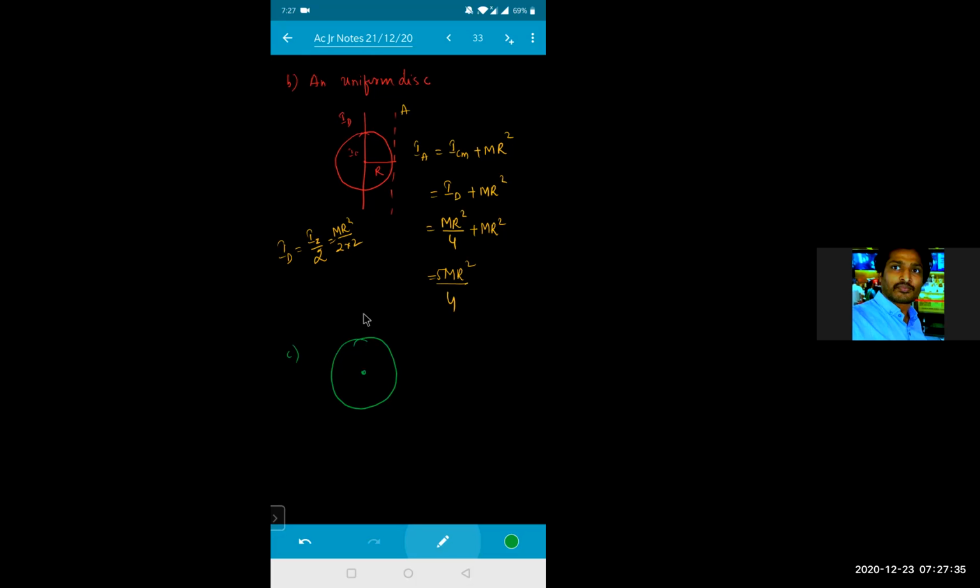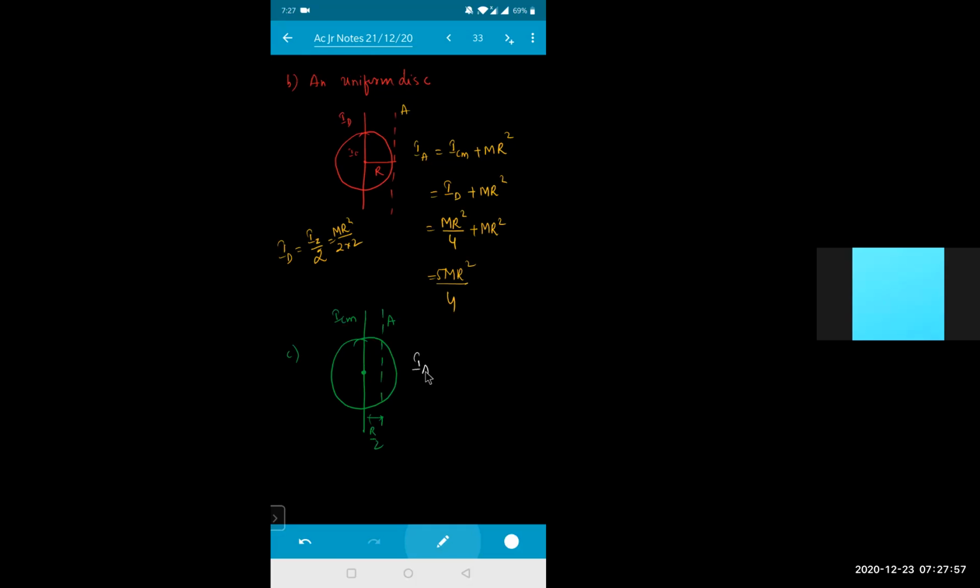Same condition, the axis is completely passing through the diameter, and one more axis is passing through somewhere here, at a distance of R by 2. This is your R by 2, and this is point A. So this is completely passing through the center of mass, that means this is completely passing through the diameter. So what is the formula?